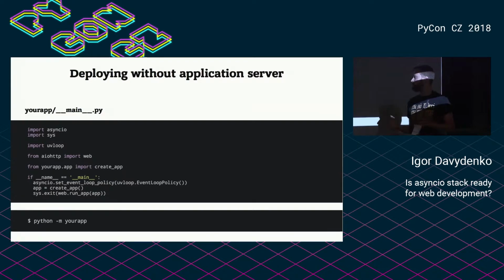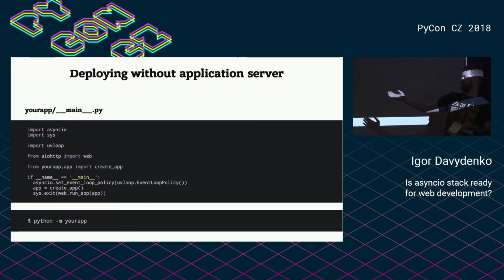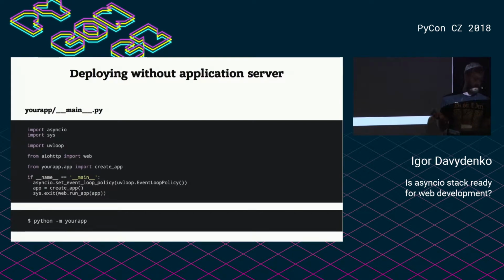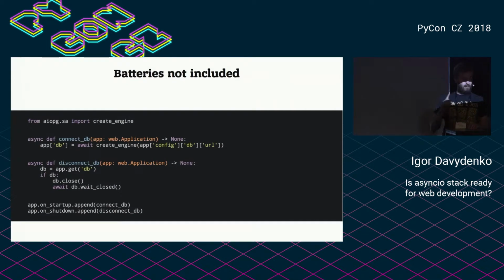And we don't need to deploy with an application server, as our aiohttp web already has concurrent execution inside of the event loop. All we need is to create an event loop, uvloop as a performant one, create the application and start it up. So that's it. We don't need to care about Gunicorn, Waitress, etc. We just run it with python -m our app.